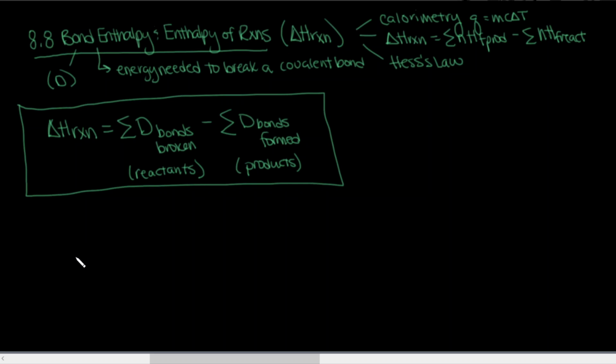All right, let's try to get the delta H of the following reaction. All right, we're going to do CH4 reacting with Cl2 to produce CH3Cl and HCl. We want to know, what is the delta H of this reaction? First of all, we need to make sure we're balanced.